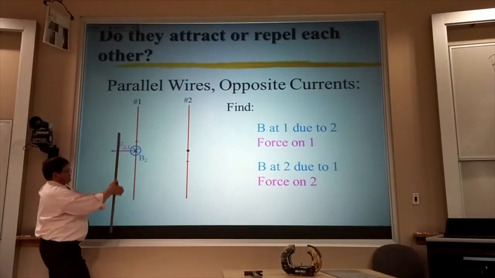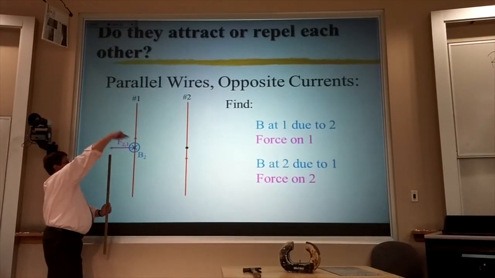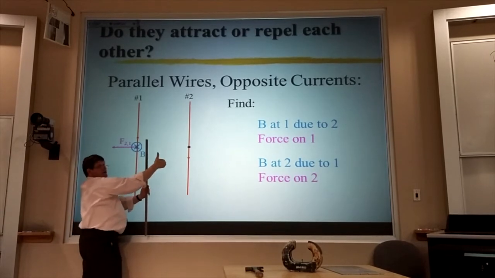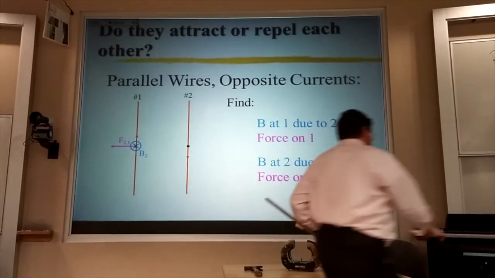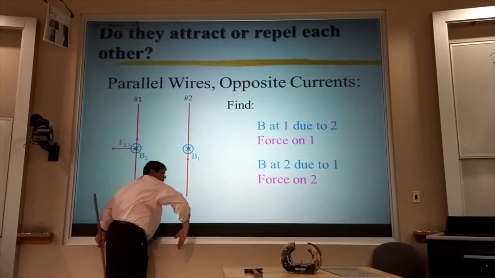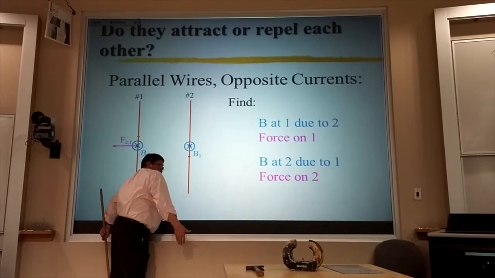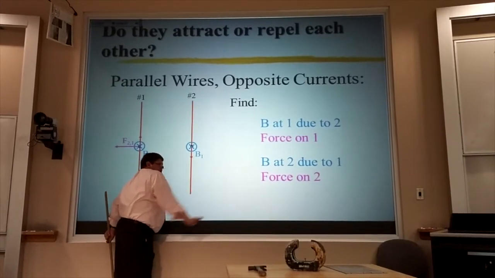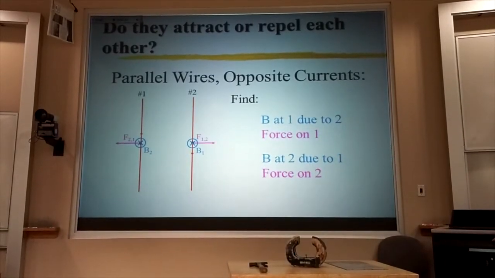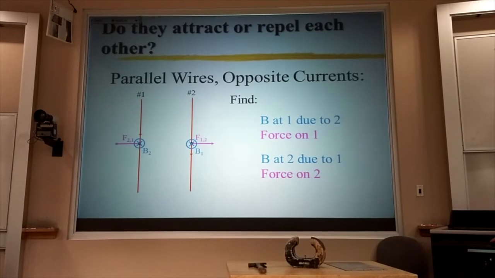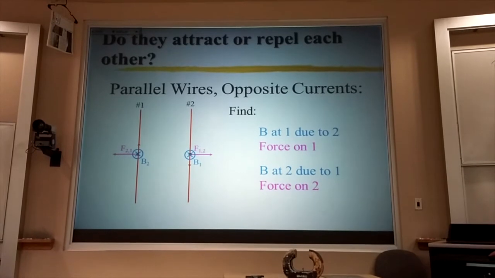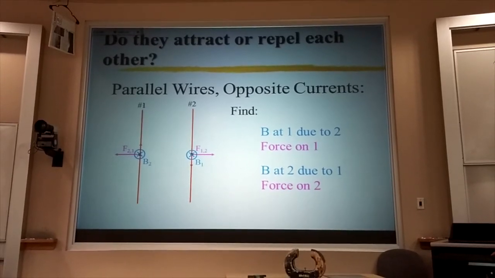Now, if the current in one is going up, the field lines are going around, they're going into the board over there. Into the board. Okay? Now, I can use right-hand rule number one. I reach in the direction of the flow. I turn my wrist so that I can wave in the direction of the B field, and my thumb is pointing to the right. And what I find is, hey, Newton's third law is true. If two pushes on one to the left, one pushes on two to the right. Questions on that?